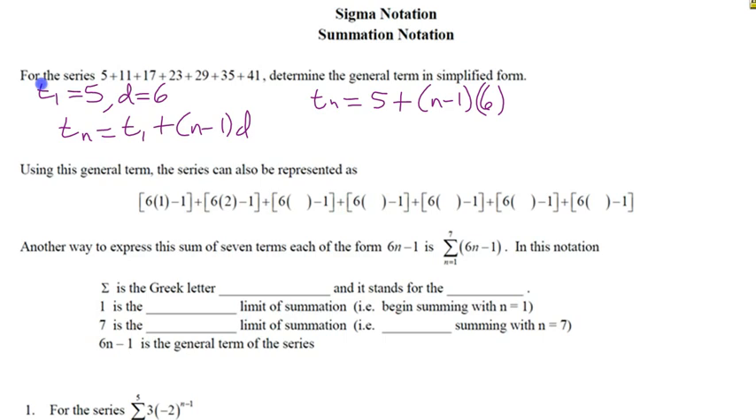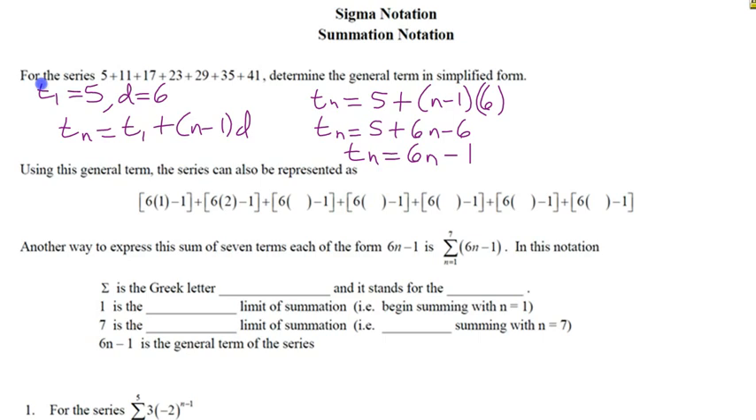Now, we're not going to leave it like that, so what are we going to do? We're going to multiply it out, giving me what? 5. And ultimately, negative 1 plus 6n. Negative 1 plus 6n, but I'm going to write it as 6n minus 1, right? I just like that a lot better. Okay, putting the variable first.